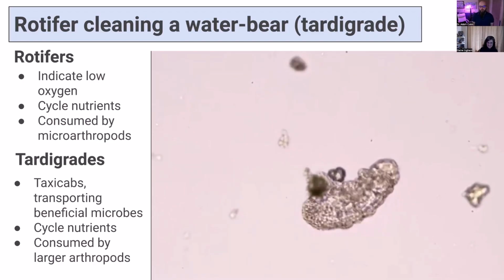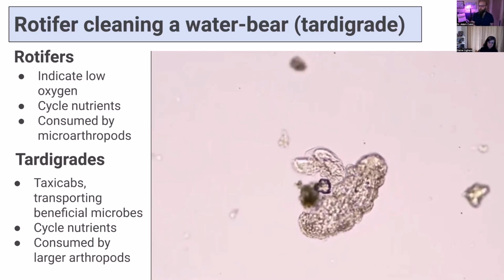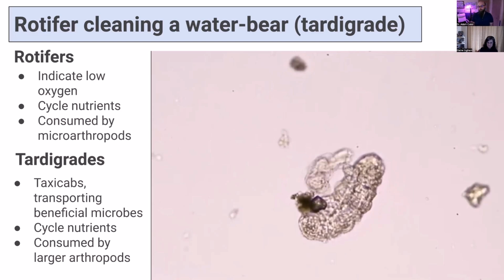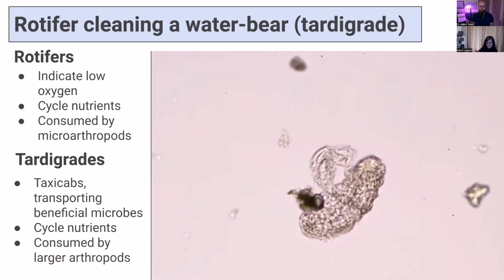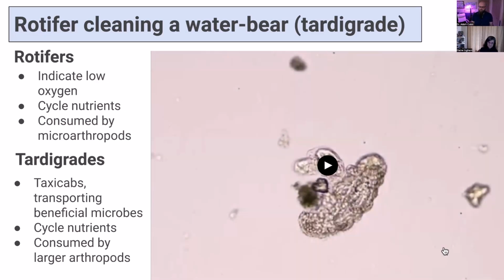And if we saw a lot of rotifers, we might be concerned that that sample is kind of going low oxygen, right? They tend to thrive in those environments. But the tardigrades, which we don't see that often, or at least I haven't in soil samples, to me, I get really excited because you talk about how they're taxi cabs that move things around in the soil and help those beneficial organisms to spread.